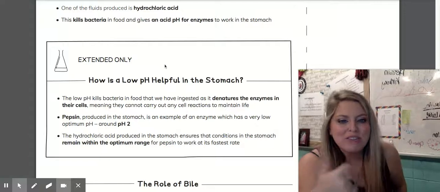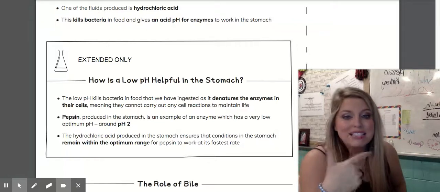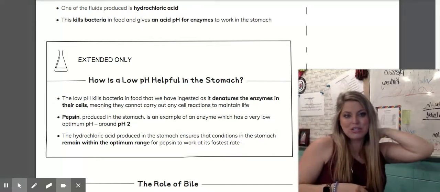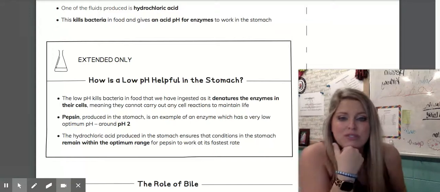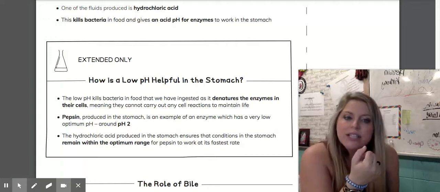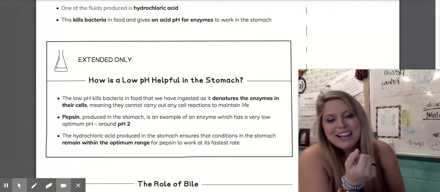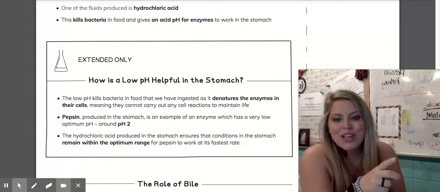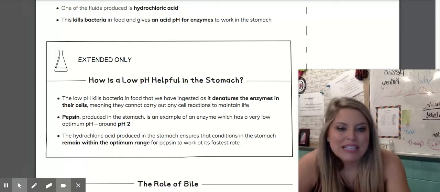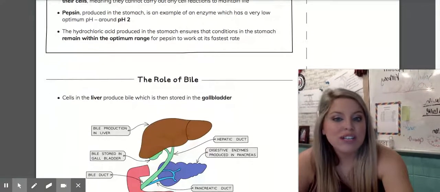So how is a low pH helpful in the stomach? A low pH kills bacteria, and it also is going to help denature the enzymes in those cells. So it's like a first line of defense. Let's say you eat something that might not have had a great, germ or something on it. Your stomach can help protect you from some of that bacteria. Not always, because most of us have had some sort of stomach bug where clearly hydrochloric acid didn't do the job, and it's just really unfortunate. But another key aspect to hydrochloric acid would be that pepsin loves a pH around 2. So that's why that hydrochloric acid is going to bring down that pH level to an acidic value that pepsin would thrive in.